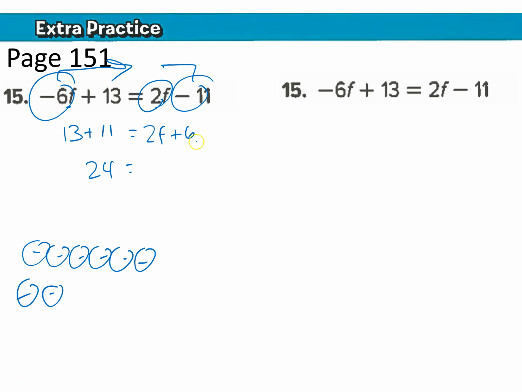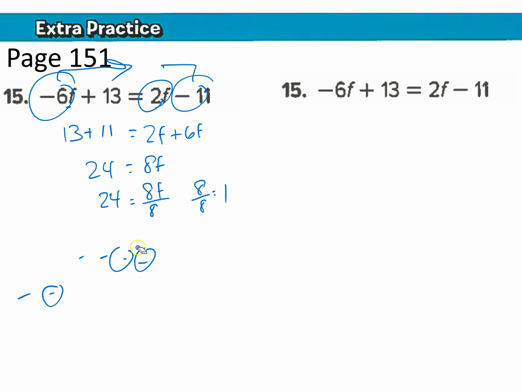24 equals, I'm sorry, that's 6f equals 8 times f. I'm going to divide both sides by 8. Why? Because 8 divided by 8 gives me my 1, and I only want 1f. So I'm dividing both sides by 8. I get my 1f, my f by itself, and f is equal to 3.